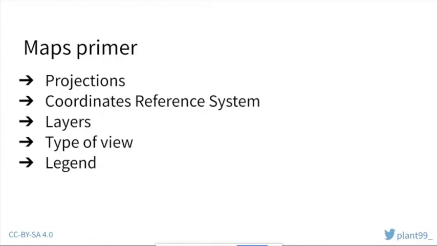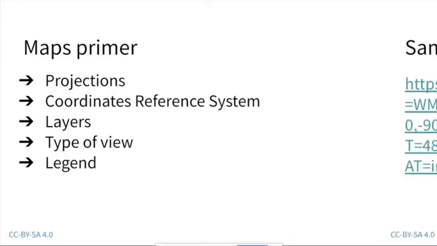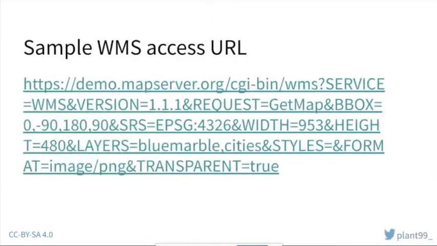So first of all is projection. These are some of the topics I'll be talking about: projection, coordinate reference system, layers, and types of views. They will start to make better sense when we go through each one of them. Before everything, this is a sample web map server access URL. Let's go through this and see what we get.